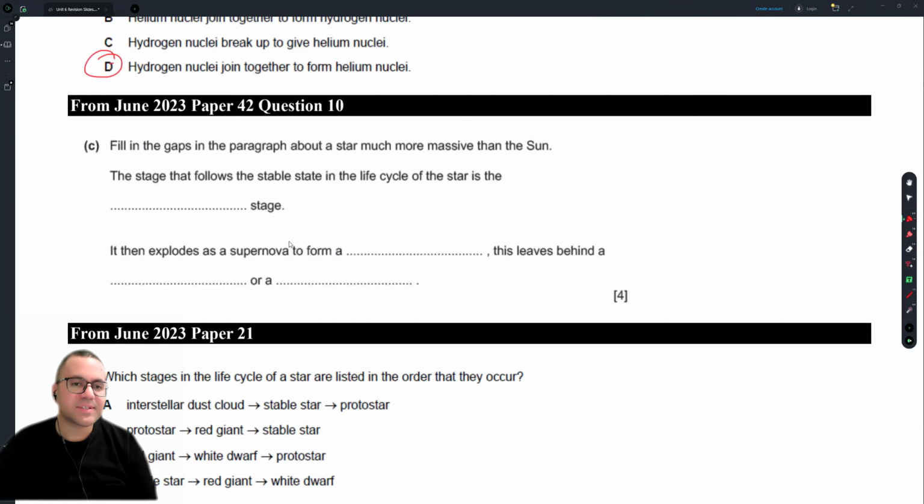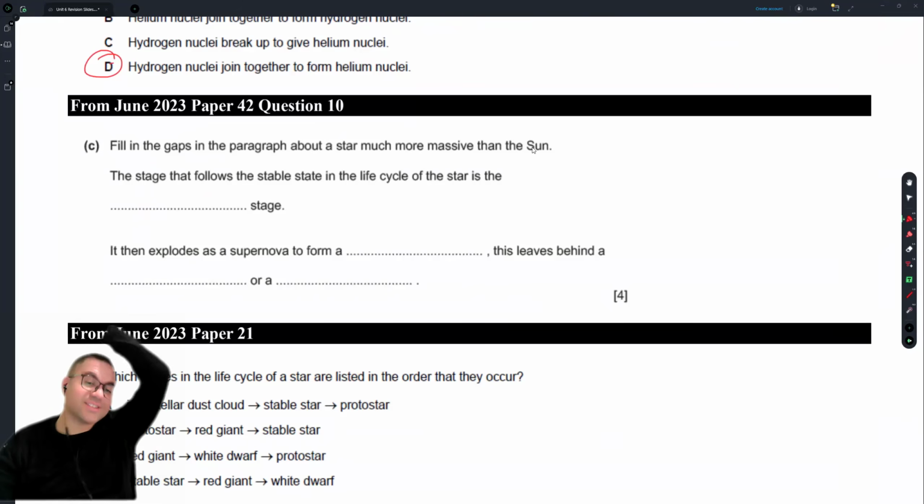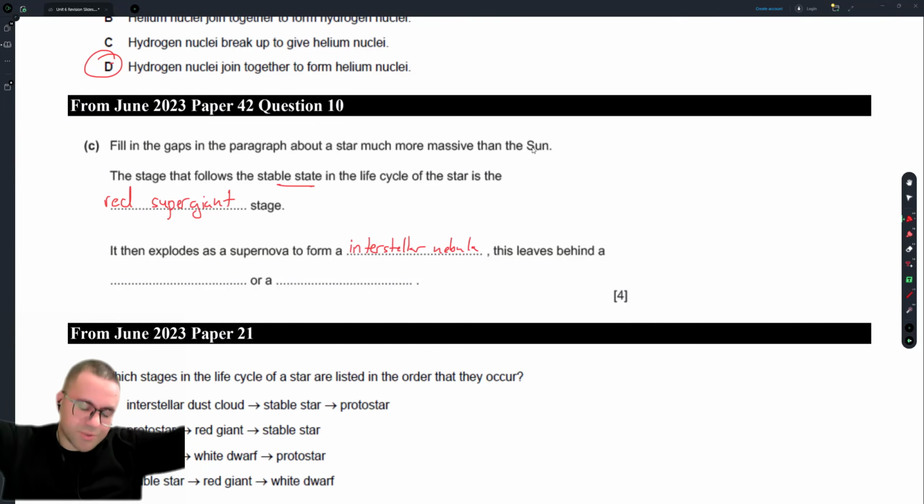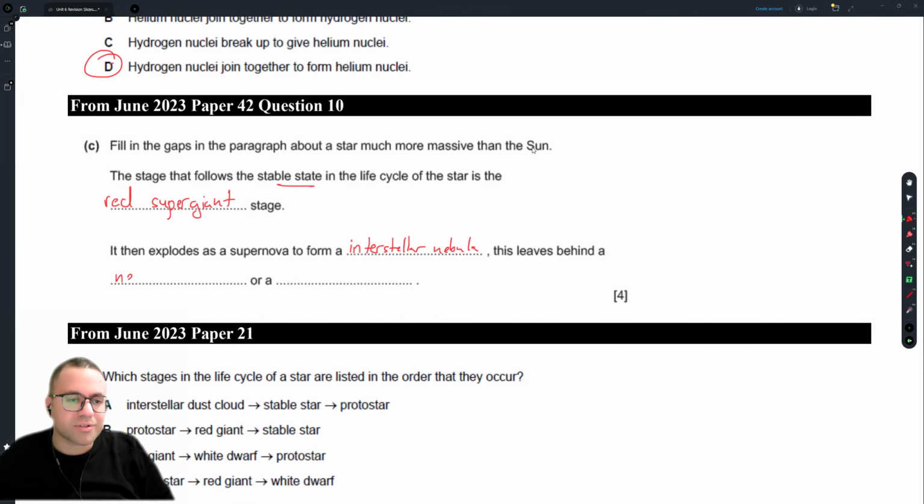Then, fill in the gaps in the paragraph about a star much more massive than the sun. So big, big, heavy, extra, extra large star. The stage that follows a stable state in the life cycle is the red supergiant. It then explodes into a supernova to form something, then this leaves behind a something or a something to form an interstellar or a stellar, that's fine, nebula. So it forms a new nebula, a new solar system. And this leaves behind either a neutron star or a black hole. Okay. I know some people are often curious about what's a black hole, but today's not the day for that.